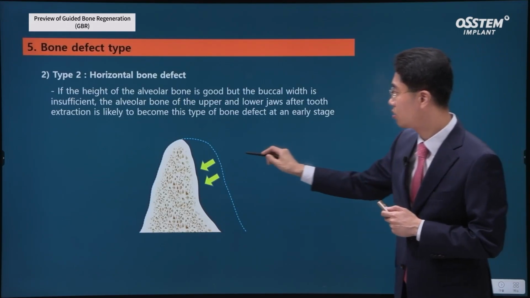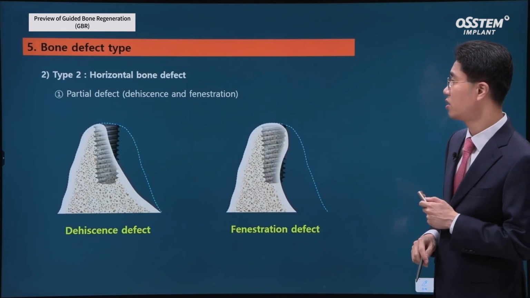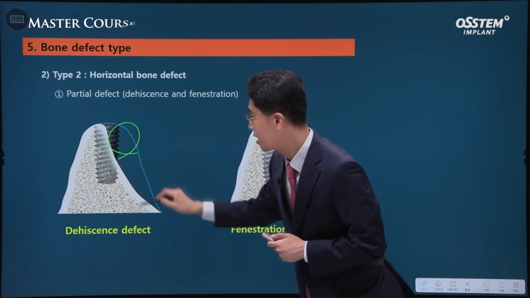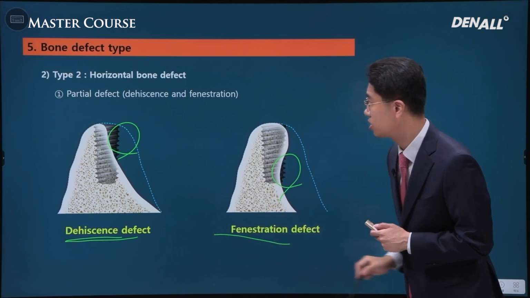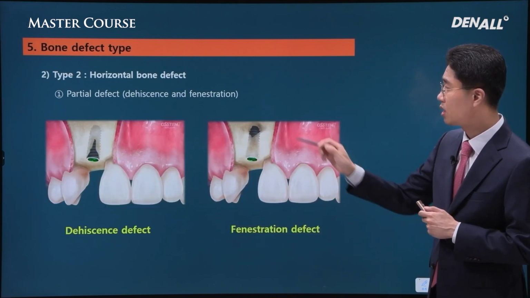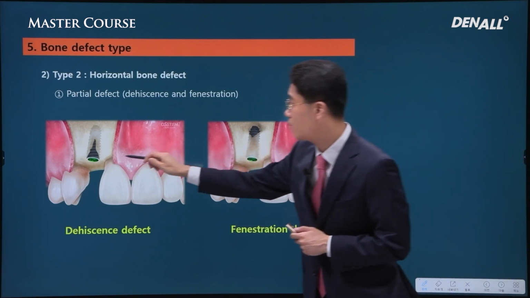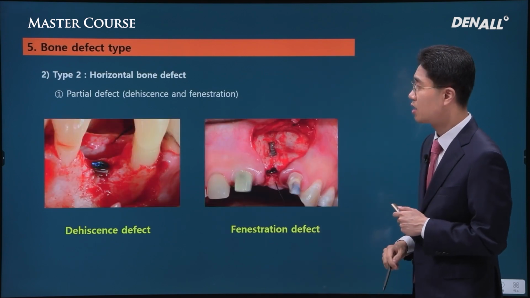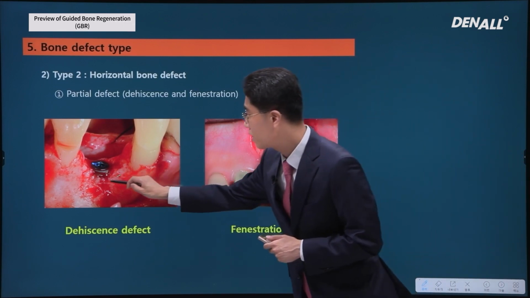There's horizontal bone defect. The bone is resorbed horizontally. Let's divide this into two. First, there's dehiscence where the implant top is exposed, and fenestration is where the bottom of the implant is exposed. Let's look at the image. As shown, on the left and right, there's where the implant top is exposed and where the implant bottom is exposed.